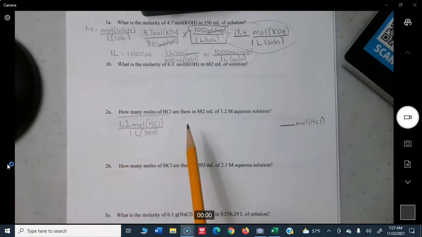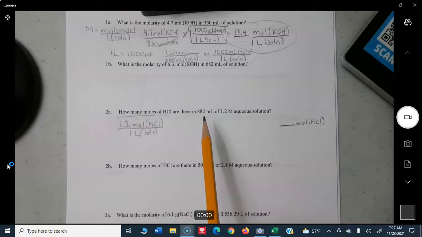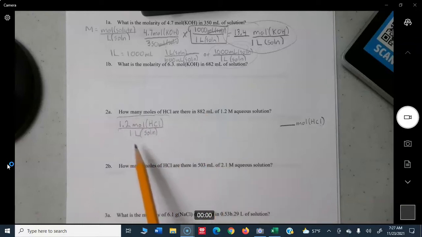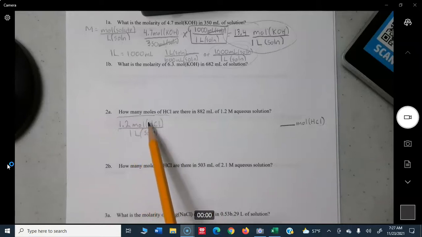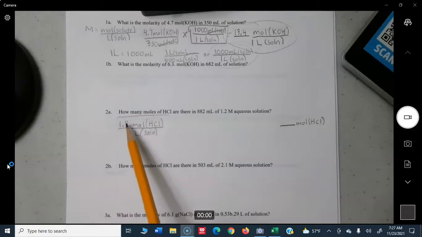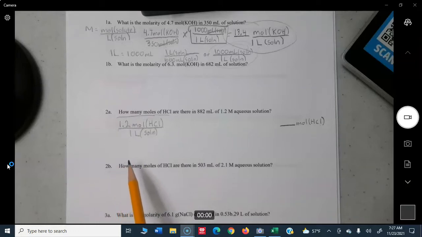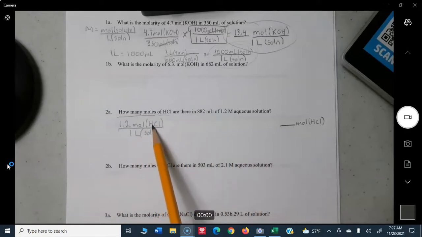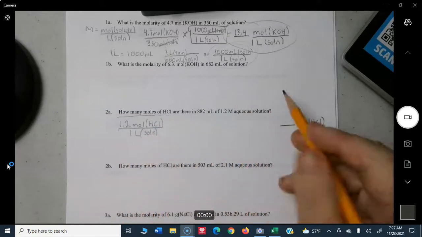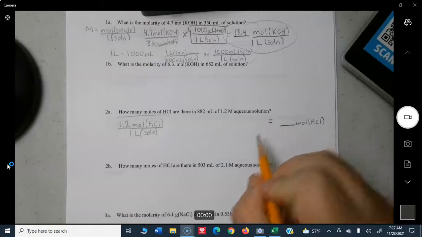Sometimes a mistake a student will make is they'll say, well, I've got a volume here, that should go on the bottom of molarity. No, molarity is always moles per 1 liter. It's just a fixed unit of measure. It's whatever the number is that you have of molarity, but it's always over 1 liter. So that doesn't go on the bottom. When we compare this to our answer, we have moles of HCl on the top, and moles of HCl on the top here. So the top is done. We don't have to do anything else with it.